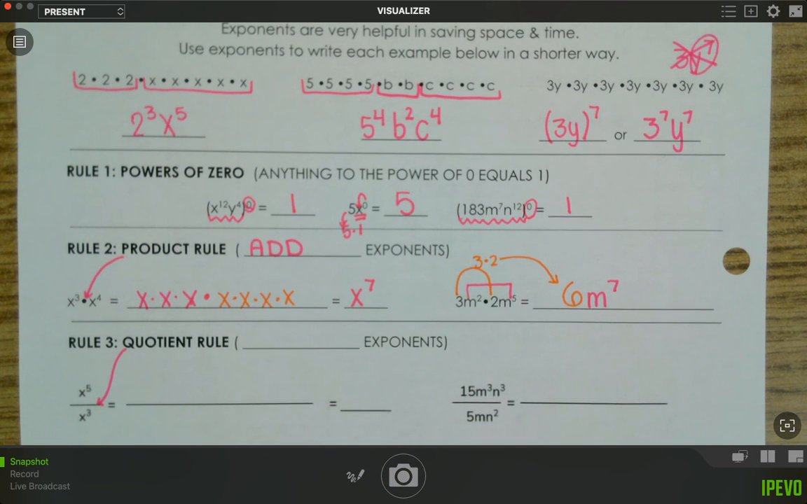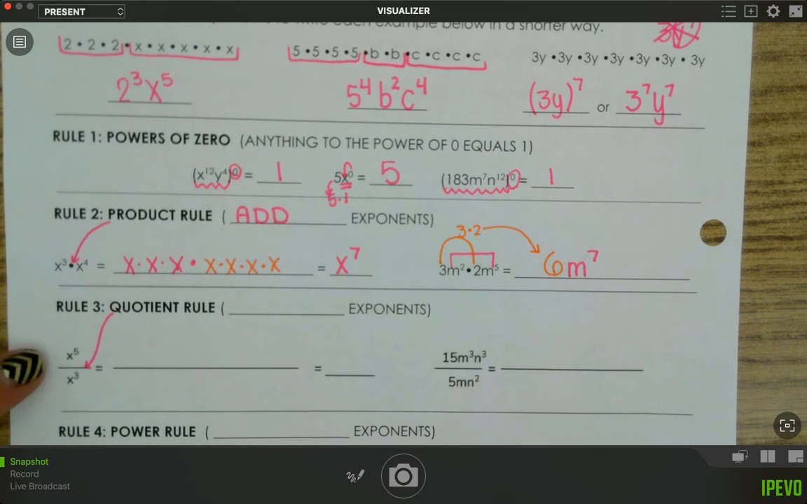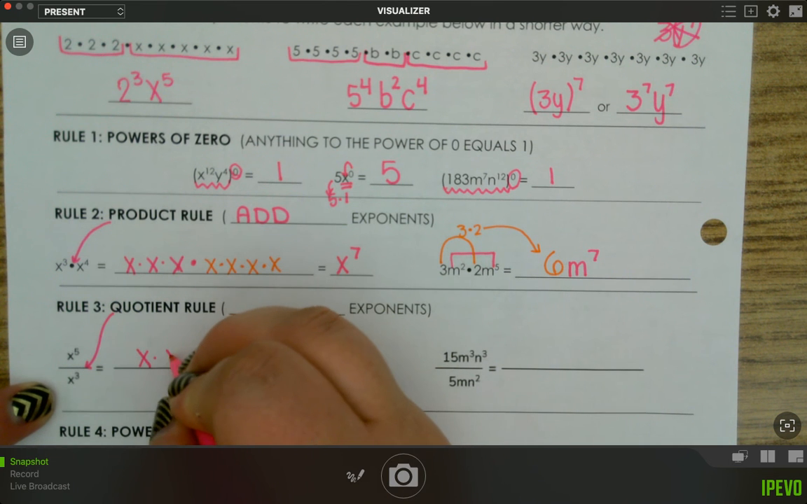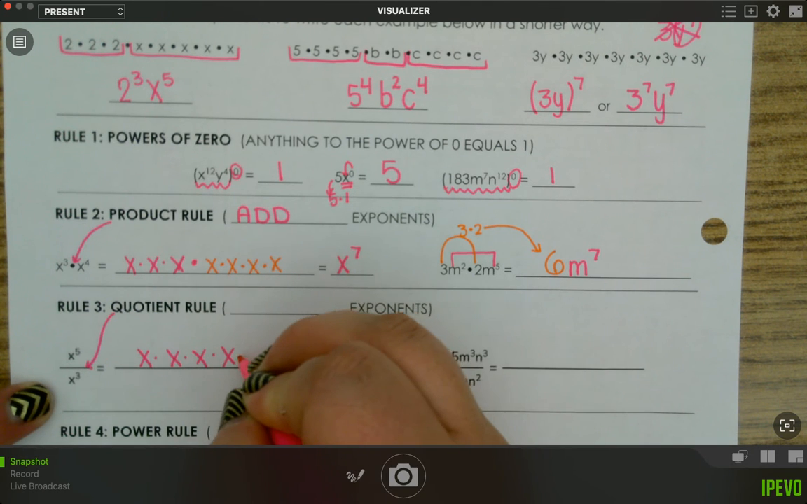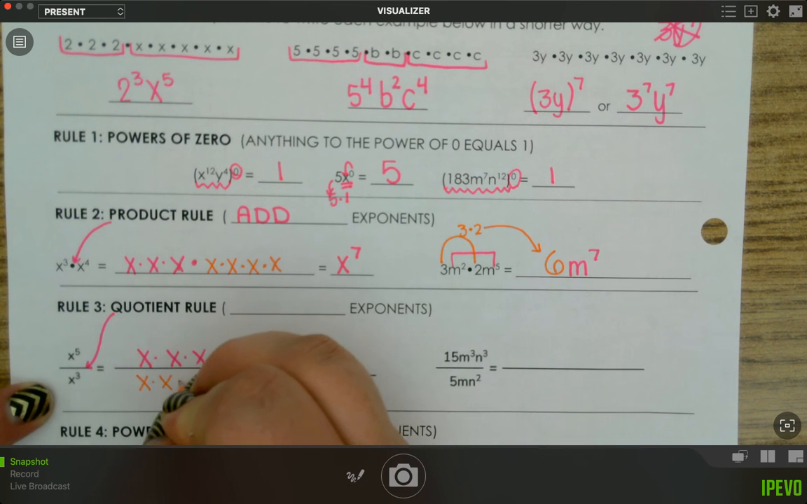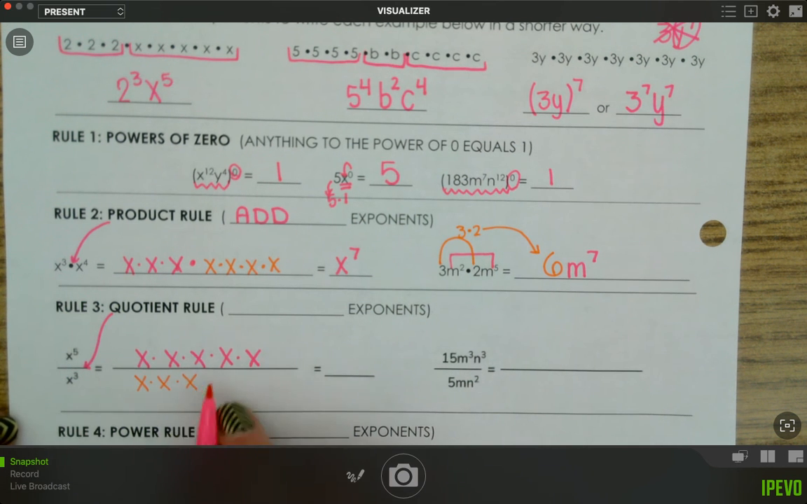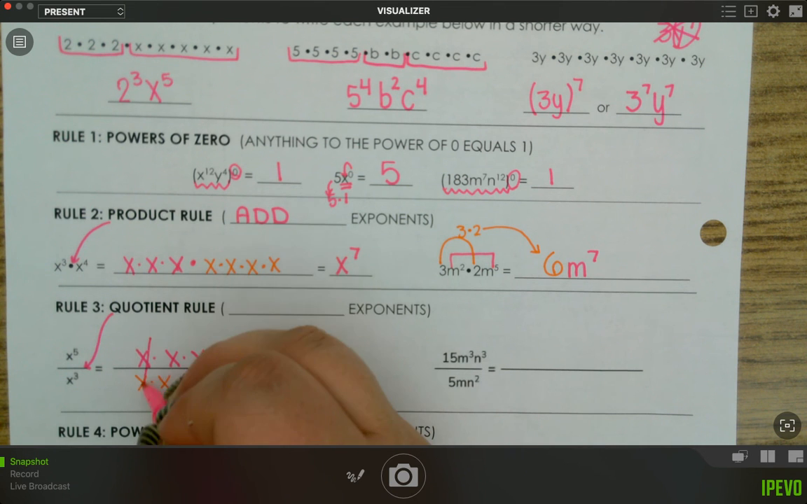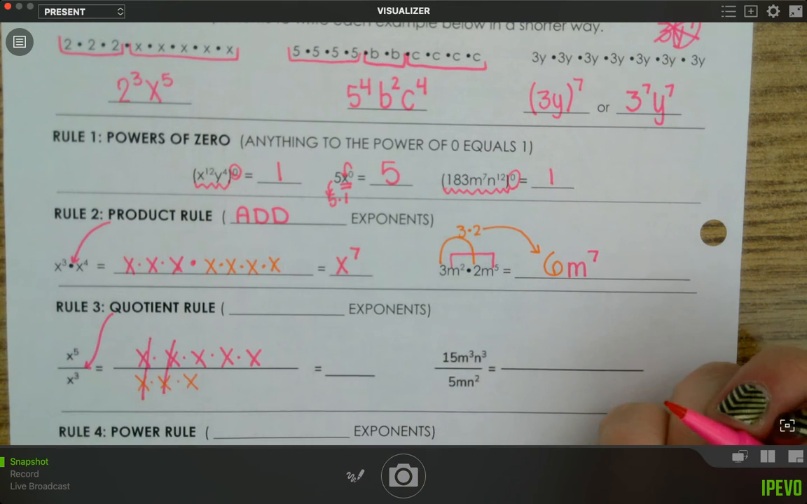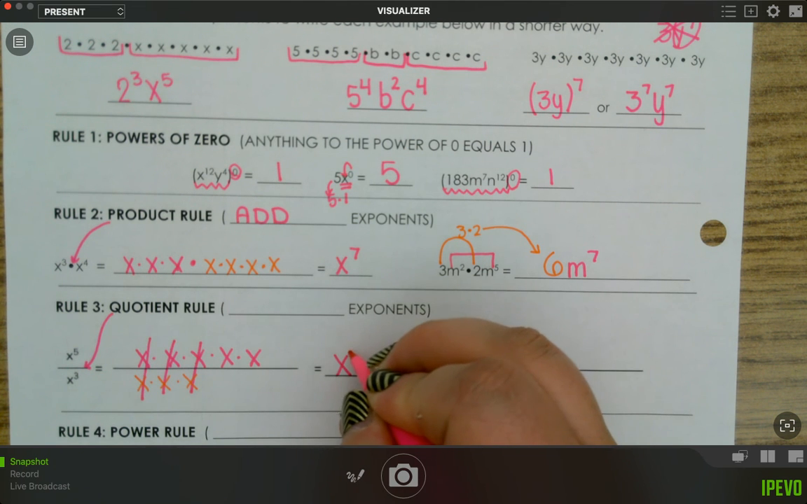Now let's talk about the quotient rule. The quotient rule is where you have some on top and some on bottom. In this case, I have 5 of them on top and 3 of them on bottom. And whenever you have something on the top and the bottom of a fraction, as long as everything's being multiplied like this, you can cross some of them out in pairs. So like I can cross those two, those two, those two, and then I'm out of ones on the bottom, so I just have 2 left on the top. That would be x squared.